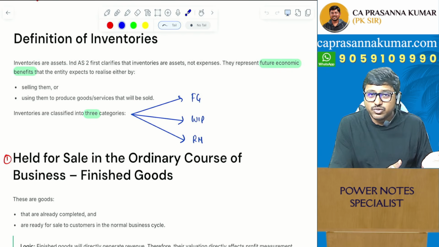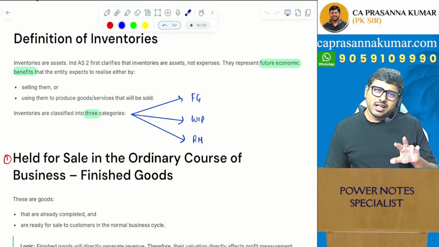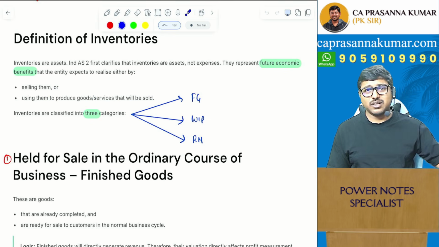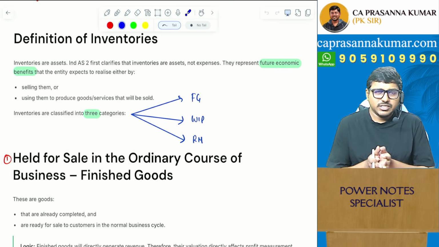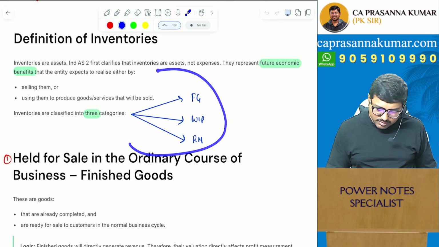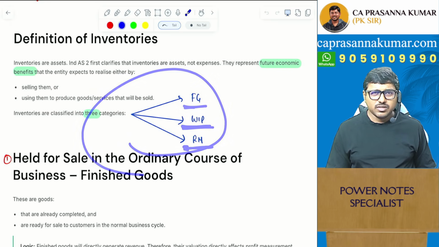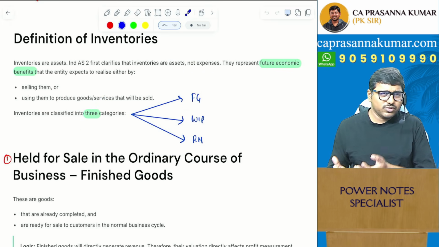If it is a finished good inventory, for example, is there any other way of getting benefits out of them? Yes, using them to produce goods or services. If it is a raw material, you got the point. So inventory means it is not finished good. No. There are three types of inventory. It can be finished good, it can be work in progress, it can be raw material. You know what is raw material, you know what is work in progress, you know what is finished good.